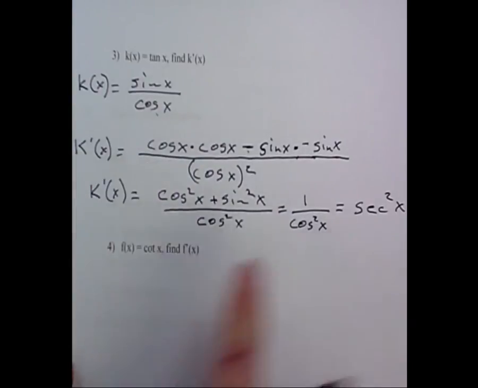Do you have to do this every time? Nope. Do you have to have the derivative of sine as cosine? Yes. Do you have to have the derivative of cosine as negative sine? Yes. AP also expects you to know that the derivative of tangent is secant squared.